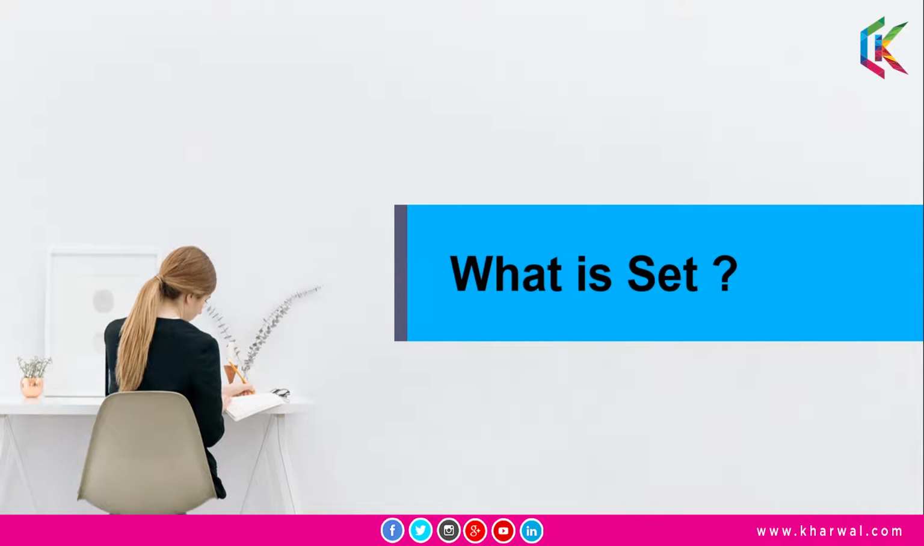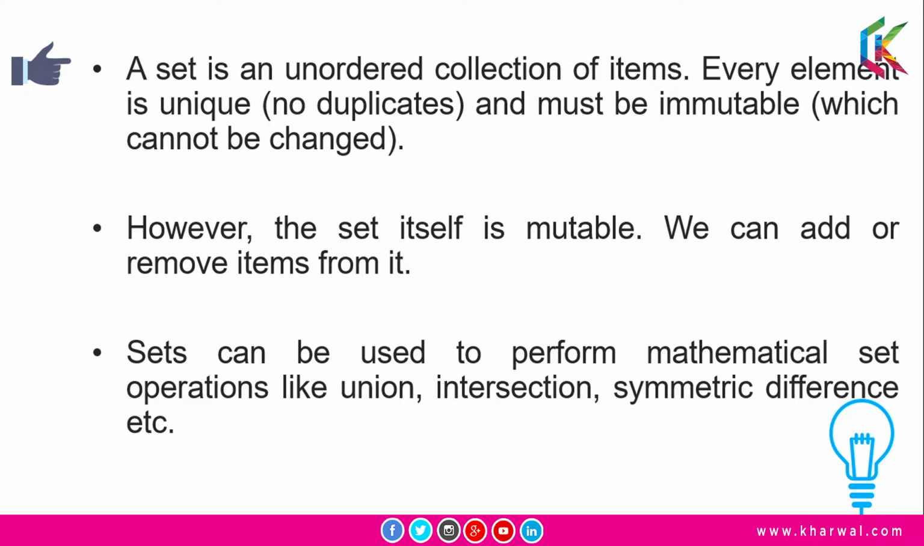So what is a set? A set is an unordered collection of items. Every element is unique in a set. There will be no duplicates in a set, and set elements must be immutable. It means the elements of a set cannot be changed. However, the set itself is mutable. We can add or remove items from it. Sets can be used to perform mathematical set operations like union, intersection, symmetric difference, etc.